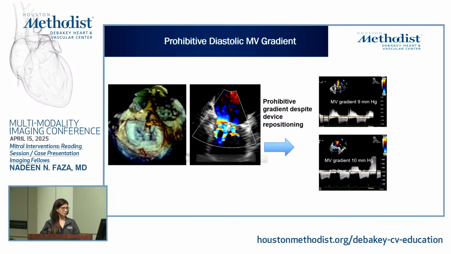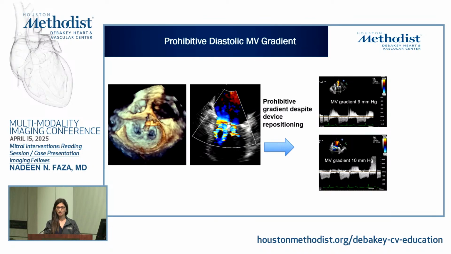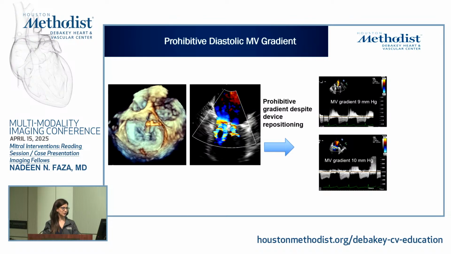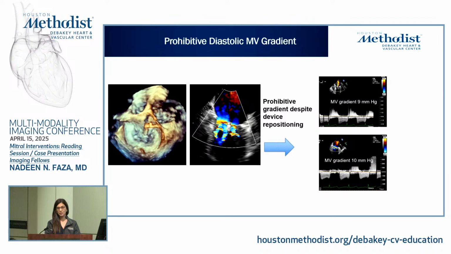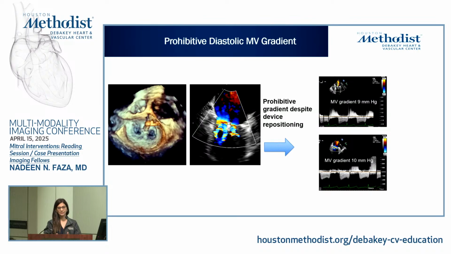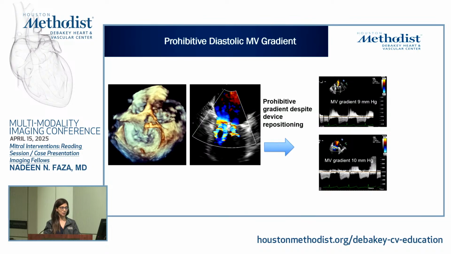And despite multiple attempts at using short clips, narrow clip, reorienting, repositioning the clip, we continued to end up with prohibitive gradients, diastolic of 9 and then diastolic of 10. So the gradient was prohibitive despite multiple attempts at device repositioning. And at that point, we did not deploy that device. We just took it out, and the patient was treated medically.